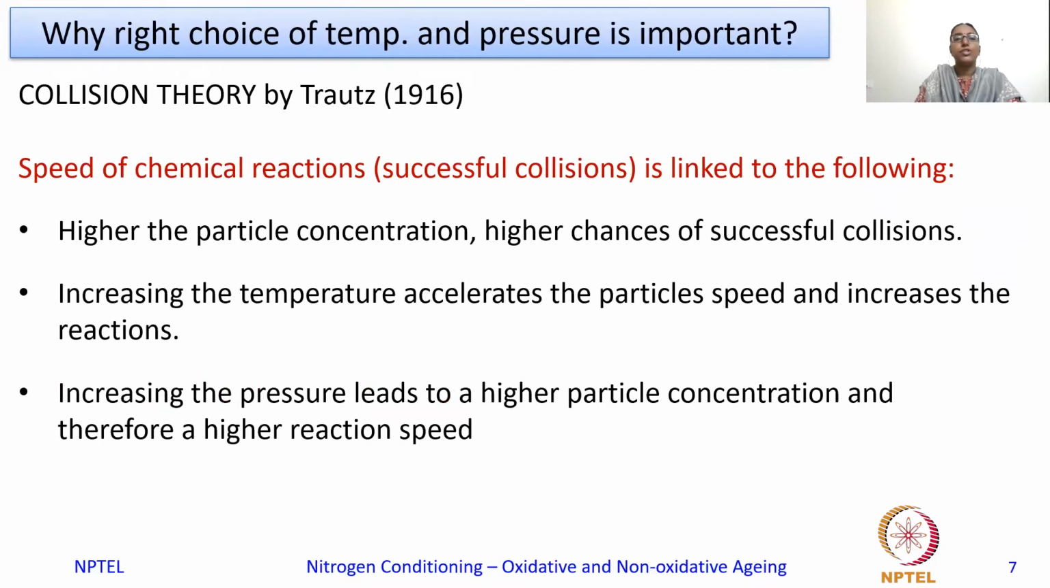Now, what should be the right choice of temperature and pressure, and why is it important? As per the collision theory by Trautz, the speed of chemical reactions, or the successful collisions, depends on various factors. One is the particle concentration. If you have higher particle concentration, there are higher chances of successful chemical reactions. If you increase the temperature, that accelerates the particle speeds, which again increases the reactions. Increasing the pressure also leads to a higher particle concentration, which in turn can lead to a higher reaction speed.